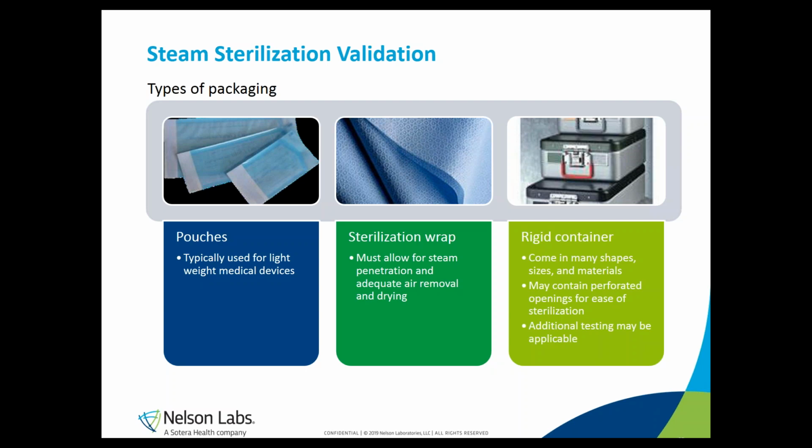Pouches are typically used for lightweight medical devices. Next, sterilization wrap. Sterilization wrap is available in multiple sizes and different strength levels. Therefore, it is also suitable for heavier products. As a general rule, the higher the number, the stronger the wrap. A product can be wrapped in 1 or multiple layers using an envelope or square folding technique. The wrap must allow steam penetration, adequate air removal, and drying. And finally, we also have the rigid containers that come in many shapes and sizes and materials. They typically have perforated openings for ease of sterilization.